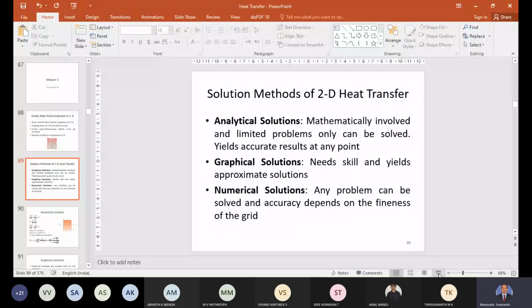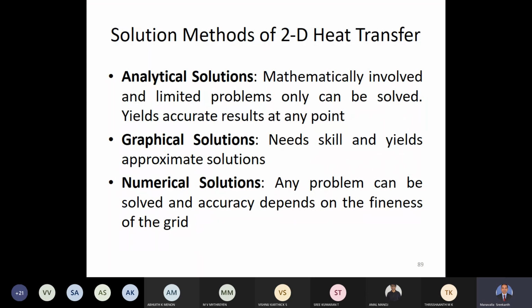All right. This was one of the first slides that I showed you when I started this module: solution methods for two-dimensional heat transfer. When I say two-dimensional, it's two-dimensional steady state, two-dimensional unsteady state, with heat generation or without heat generation. So this phrase, two-dimensional heat transfer, is a general one, applicable for everything.